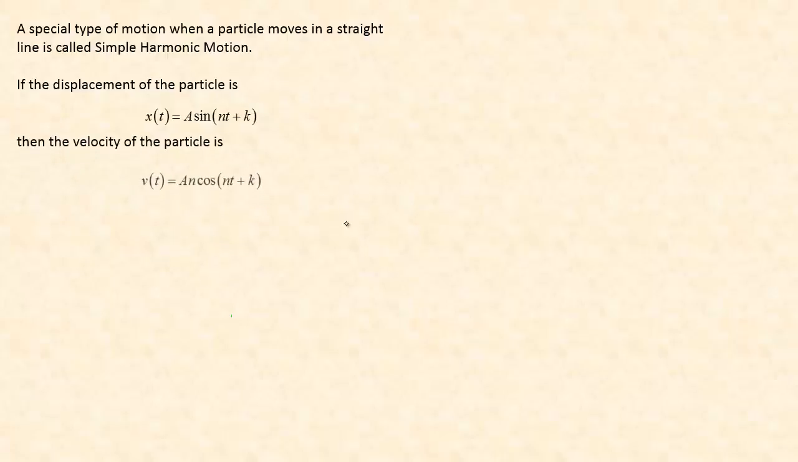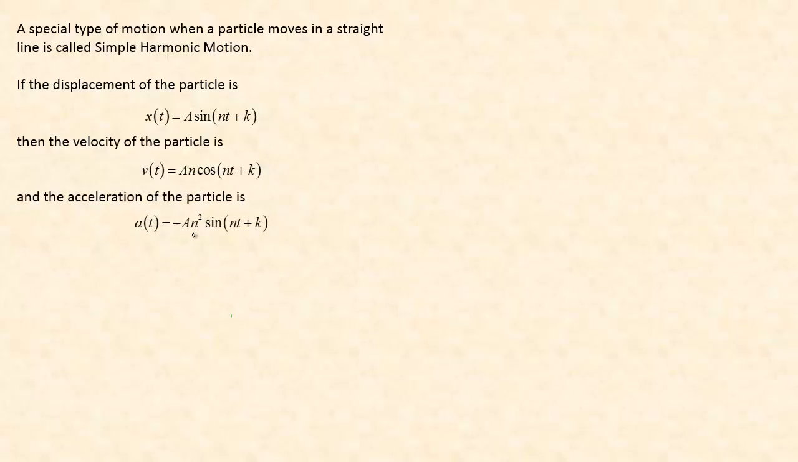just differentiate this and we can see this n comes out here as a factor. So we have v = an cos(nt + k), and then the acceleration is negative an² sin(nt + k). Again, just differentiate using the chain rule.